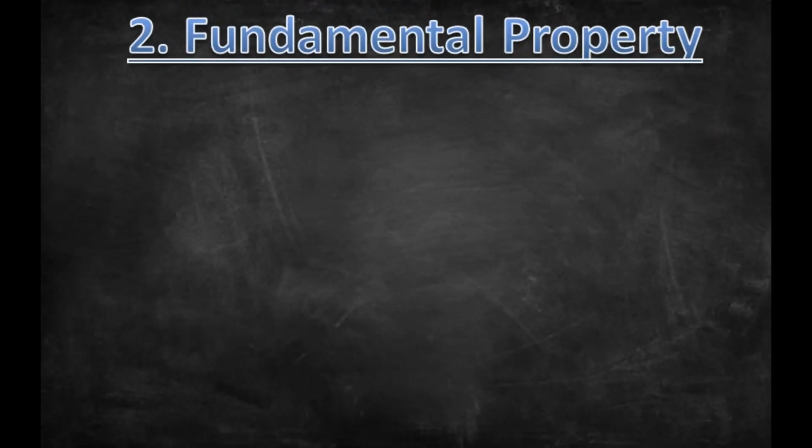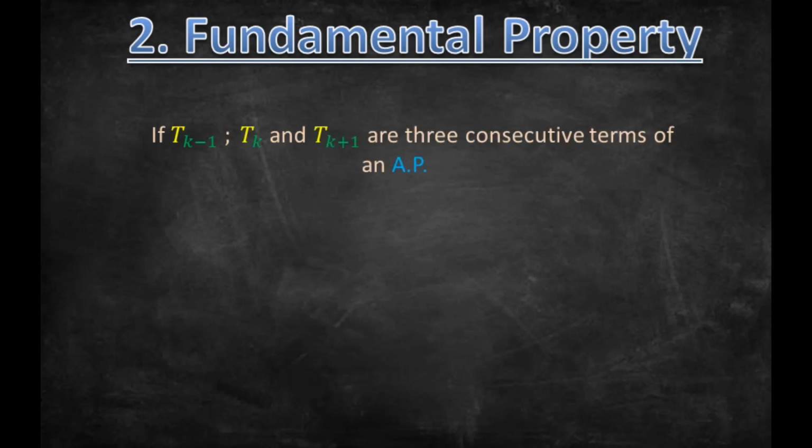Let's look at what is meant by the fundamental property of APs. If t_(k-1), t_k, and t_(k+1) are 3 consecutive terms of an AP, then t_(k+1) minus t_k is the same as t_k minus t_(k-1).